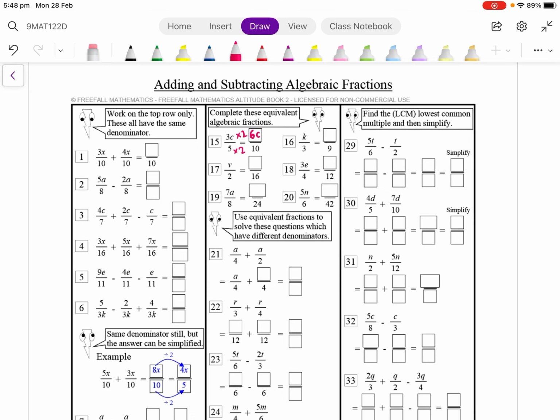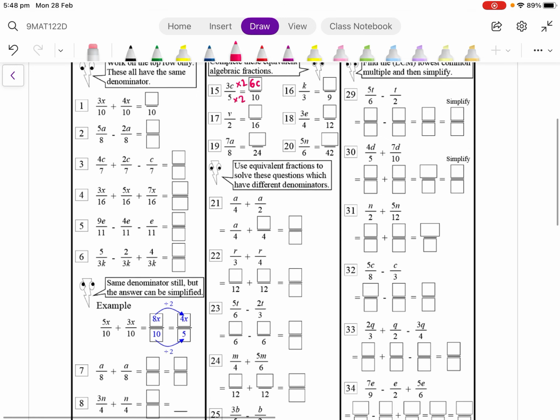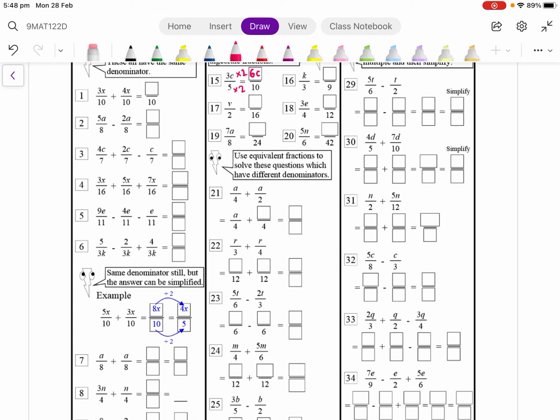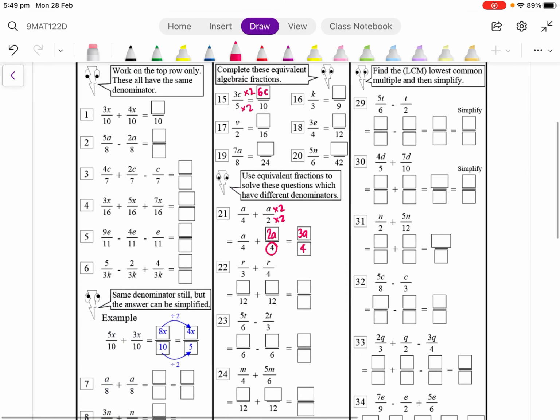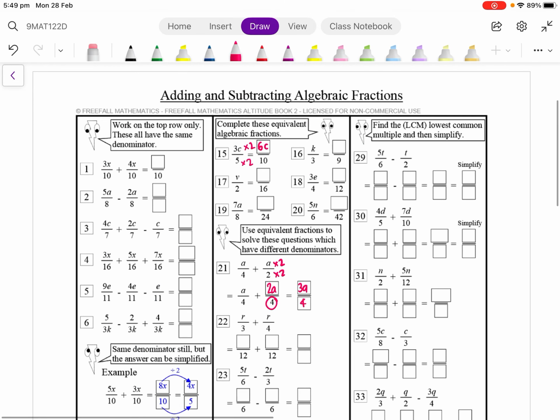Then you want to use equivalent fractions to solve these equations which have different denominators. So we have a on 4 plus a on 2. You want to multiply this whole fraction by 2, so we get the denominator of 4. So 2 times 2 is the 4, and then we have 2 times a is 2a, and then you want to add them together. So a plus 2a is 3a all over 4. That is the rest of that column.